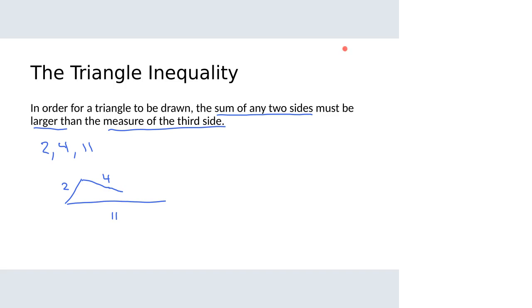All right, well, let's try something else then. Let's try it with, if I put the 11 here, and then I say, all right, well, let's do 4 that way. And now I try to do 2, and it's not long enough to reach. What has to happen in order to make a triangle is the two smaller sides have to add up to be longer than the third side.